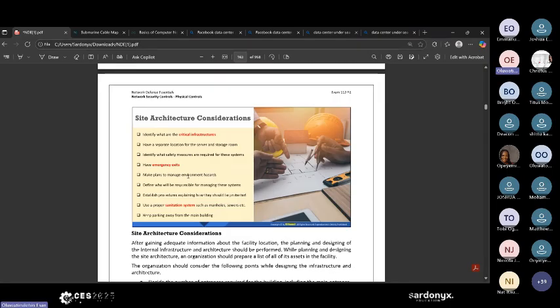Then you can also look at site architecture considerations. That means identify what the critical infrastructures are. I'm sure that some of you have not seen a data center before, but I wish that you could see an example. We have a client that has data centers and we work with them. And we notice that those who have seen data centers before will see that they're always isolated from the main building. I also have been to a data center before.